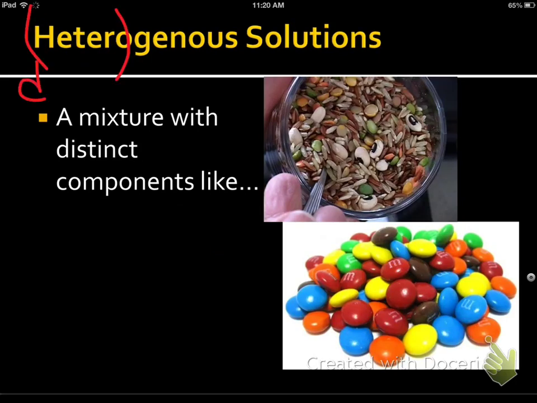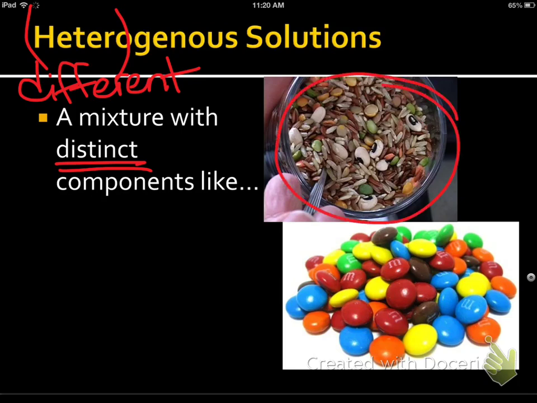Now our other one is hetero. Hetero means different. So this is going to be a mixture with distinct components, like this here, or everyone's favorite, M&Ms. It has different parts to it. Once you mix it, you can still separate all of these M&Ms out by color. If we go back to the Kool-Aid, once you mix that powder into the water, you can't get it back. It's stuck. It's a total solution. So for heterogeneous solutions, think about it as you can still separate them back out.